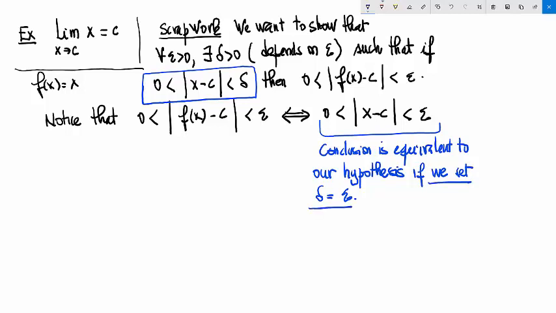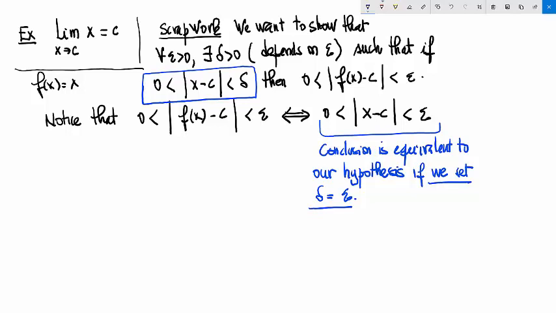Okay. So our conclusion is equivalent to our hypothesis if we decide to choose delta, right? Remember, what you want to find is a delta which depends on epsilon. So if you choose your delta to be equal to epsilon, then your conclusion is logically equivalent to your hypothesis. Therefore, the implication must be true.